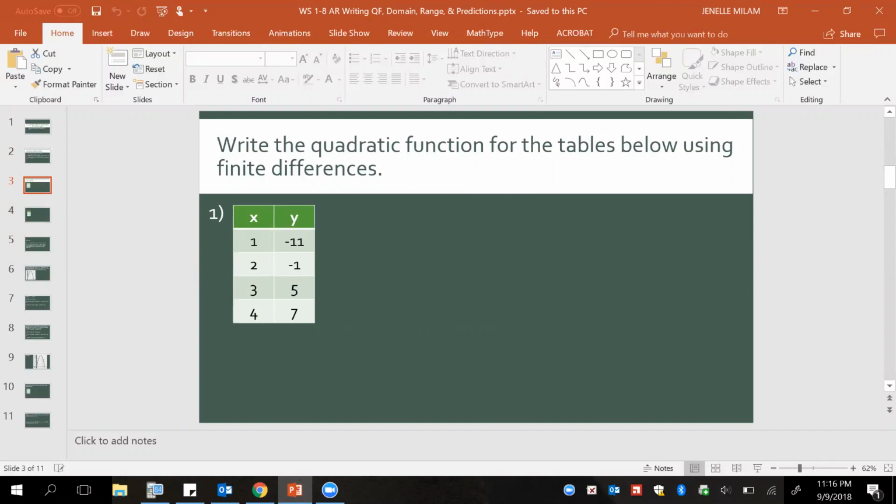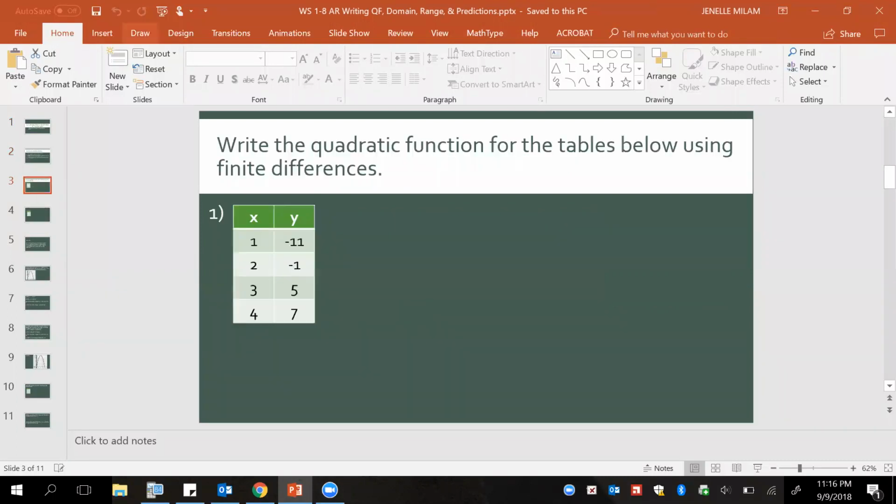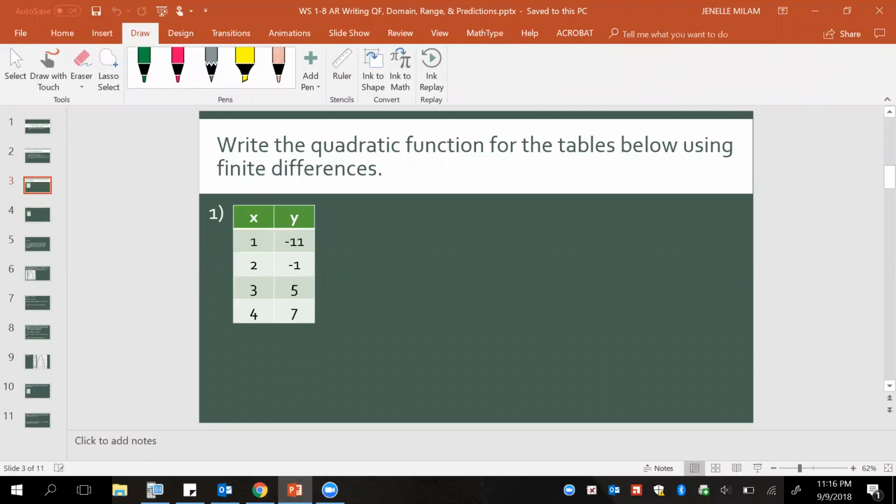Again, if you need to refer back, these are the steps on how to write the quadratic function, but we're going to talk about it and talk through it. I had you write things on your notes on Friday, and so I just want to review that. So every single time we write a quadratic function, we always want to check our differences first.